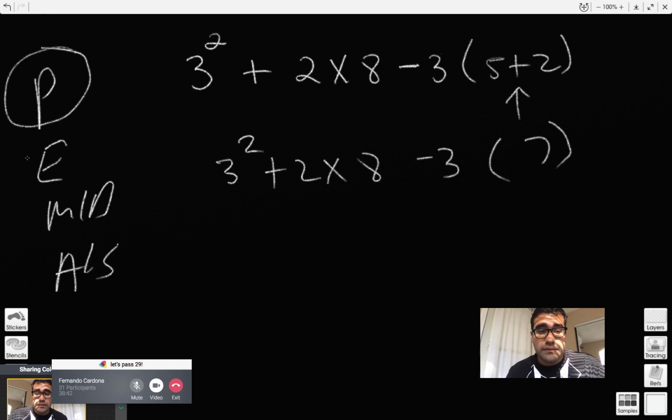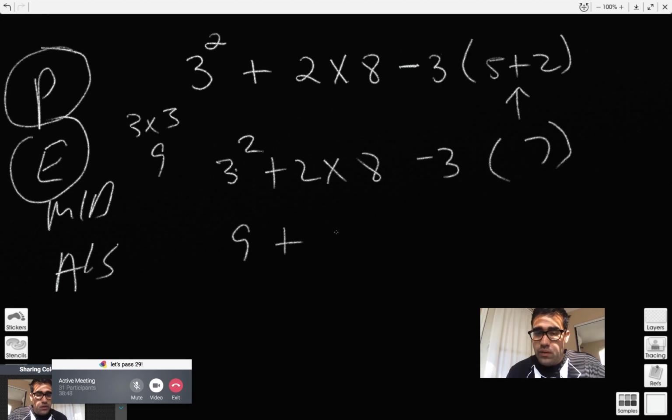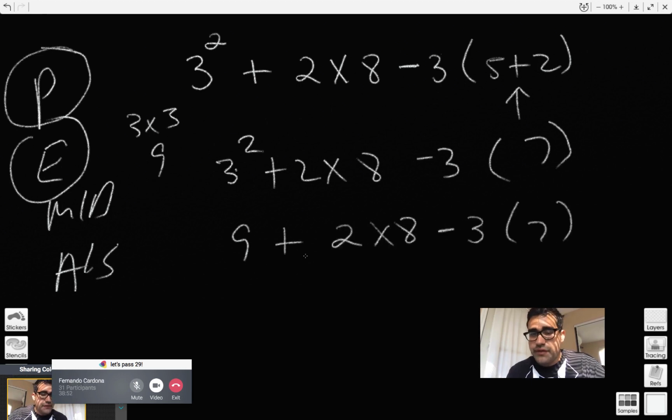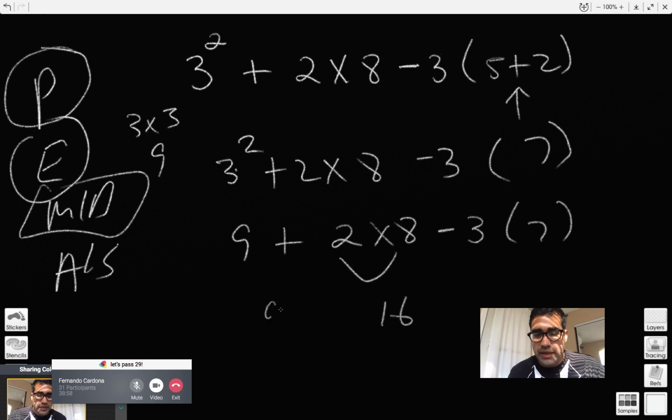Now, exponent. 3 squared, 3 times 3, 9. And now, we multiply or divide from left to right. 2 times 8, 16. Lower the 9.